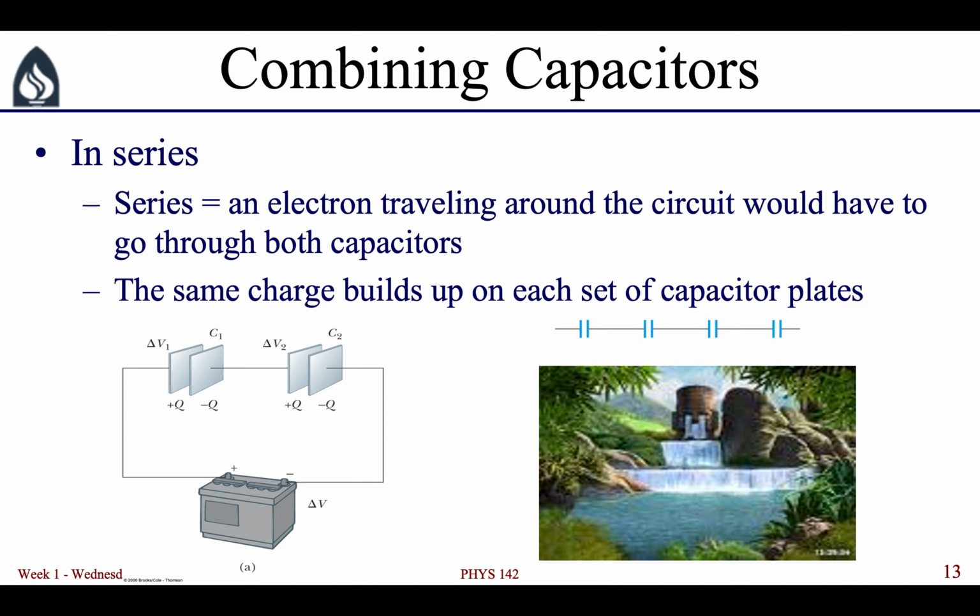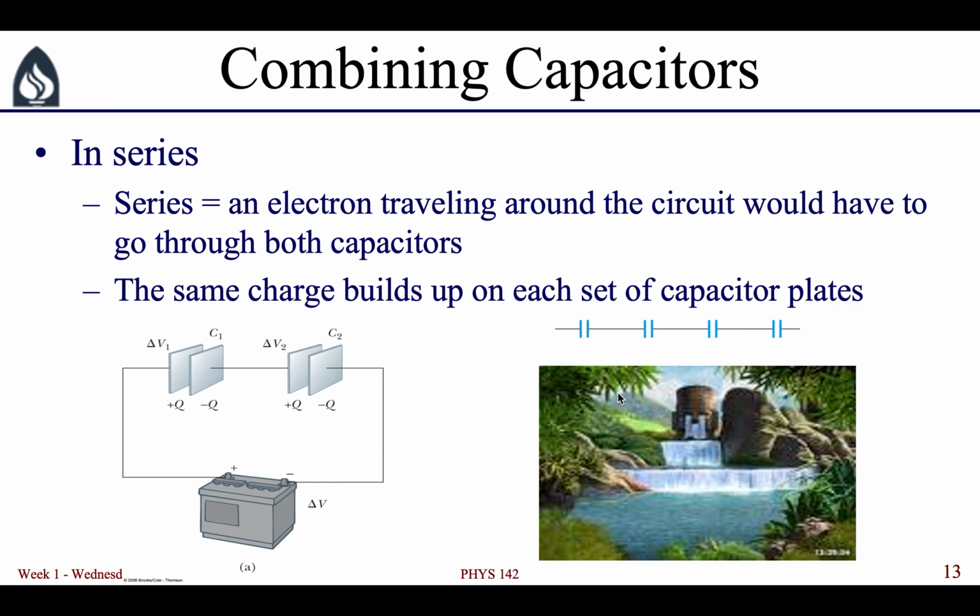Now, if you have capacitors in series, we know that the same charge has to build up on each set of capacitor plates. The reason being that if you have an electron travel from the battery and hit this capacitor plate, it will cause one electron to move from this plate to this plate, and then one electron to move from this plate to this plate, or back to the battery. So the same number of electrons added to this plate as subtracted from this one, as added to this plate as subtracted from this one. So each capacitor gets the same charge built up on its plates.